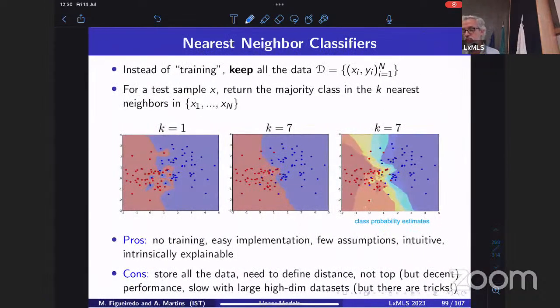Of course, the cons are that you need to store all the data, so you don't extract anything. You need to define a distance measure, how to compare objects. It's easy for vectors, but it's not so easy: how do you compare two texts or two images to see if they're far or not? It has decent performance, but not top performance in any problem. And it's very slow if you have a large and high dimensional data set because you need to search. Although there are tricks, there are ways to create data structures that make this search very fast.